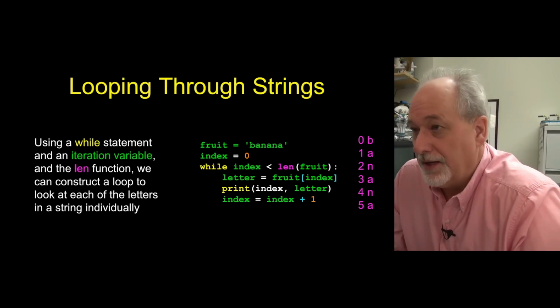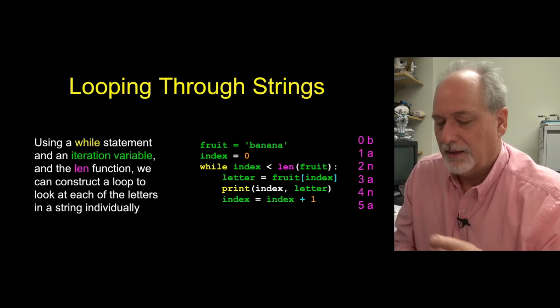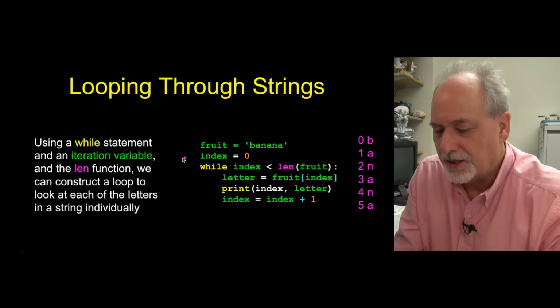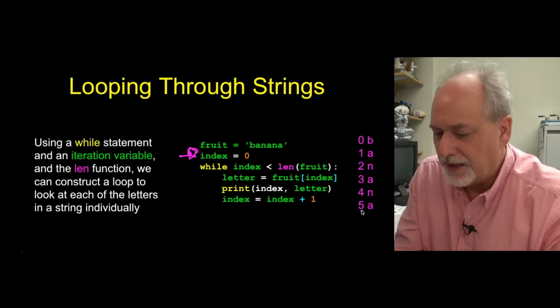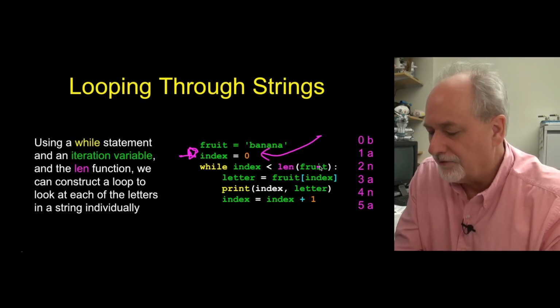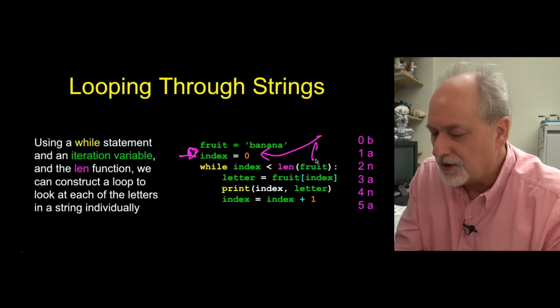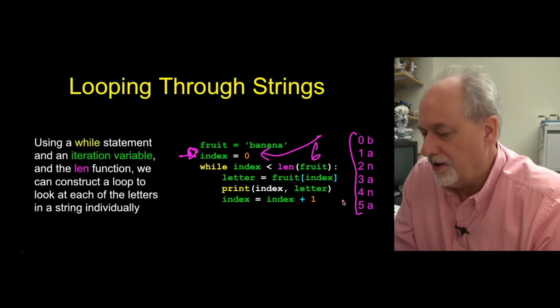And so we can write a simple loop. We can write a loop that creates some kind of iteration variable like index. And given that we know that these positions are 0 through 5, we can set this to be 0. And then write a while loop while the iteration variable is less than the length of fruit. And remember, this is 6, so it's going to be 0 through 5. 0 through 5 are the values we want to generate.